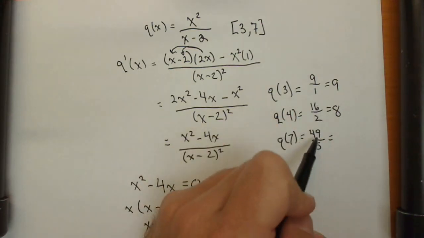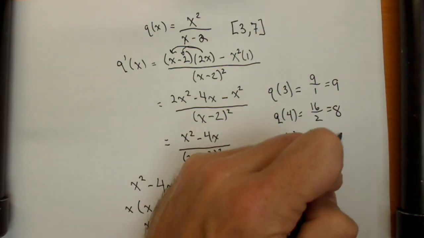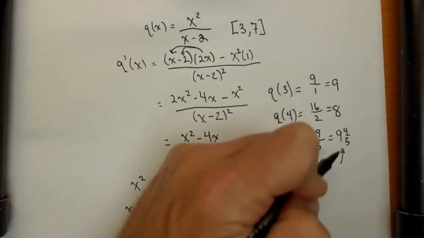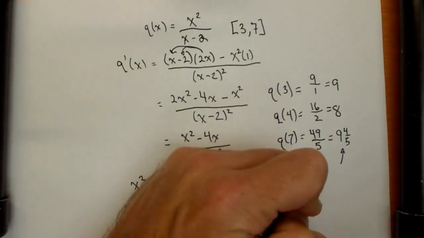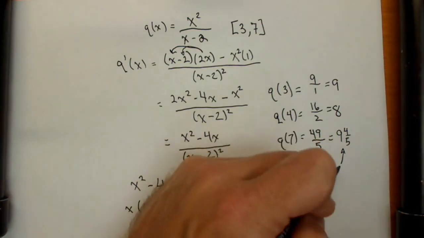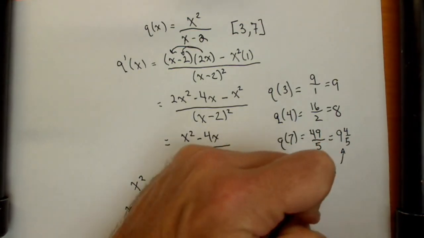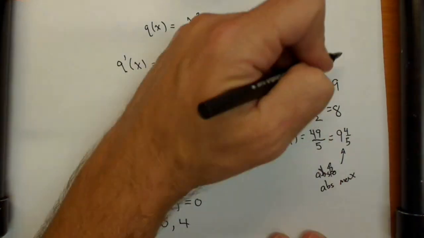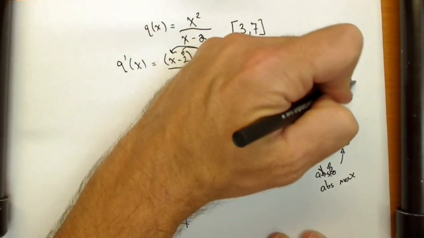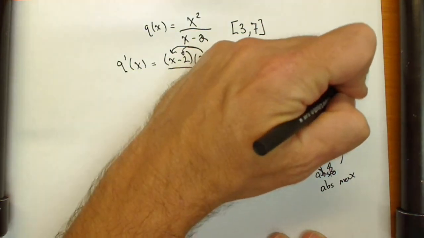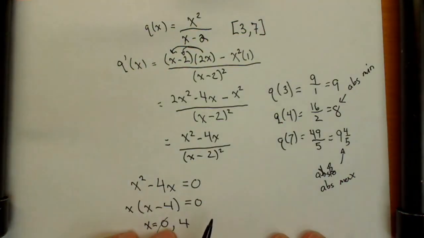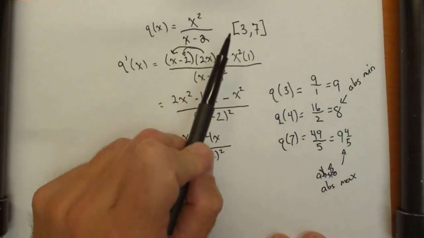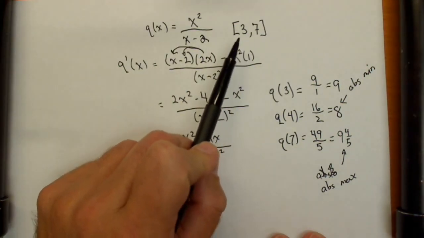Now it might be useful to write that as a mixed number, or 9 4/5. And so we see we have an absolute max. We have an absolute max of 9 4/5, and we have an absolute or global min of 8 for this function. This is guaranteed by the extreme value theorem because we have a function that's continuous on this closed interval.